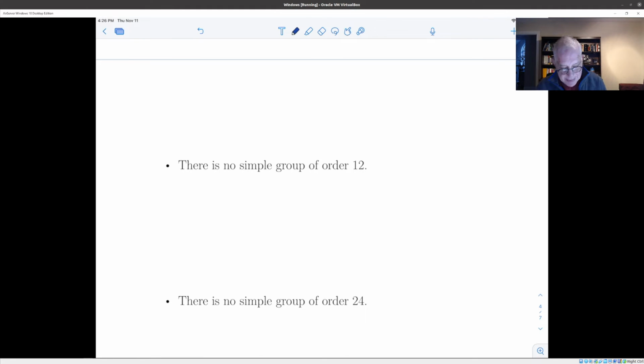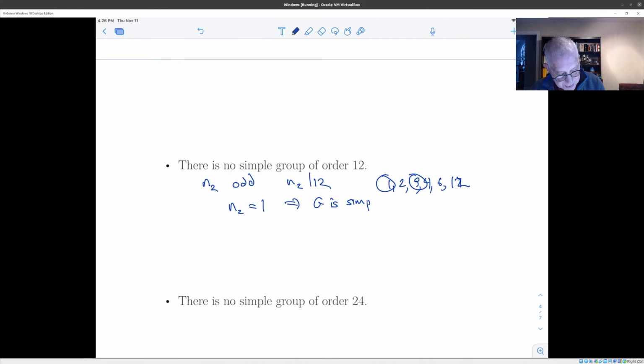The argument is the same in each case, so let's do 12. We're going to look at the number of 2-Sylow subgroups. n_2 has to be odd, and it has to divide 12. But if you look at the divisors of 12, the only odd ones are 1 and 3. If n_2 is 1, then G is not simple because it has a normal 2-Sylow subgroup of order 4.